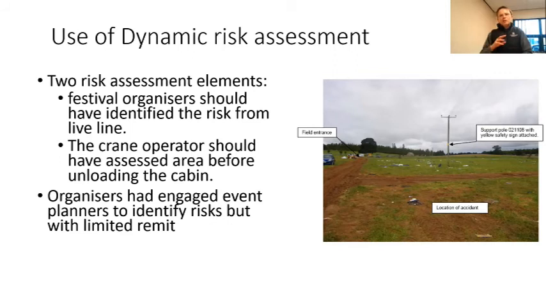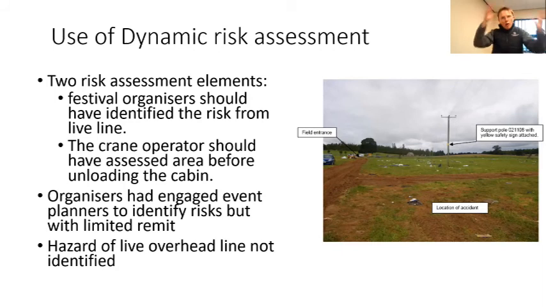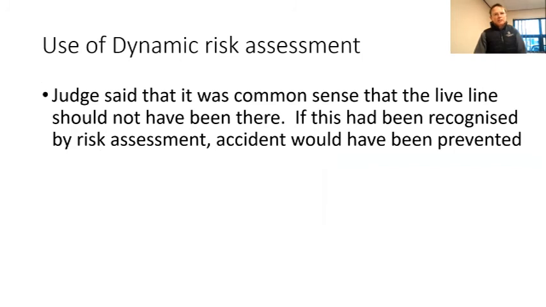So a dynamic risk assessment, whether it was by the festival organiser, the supervisor right there and then, and or the crane operator, if they got out, just had a look around, looking at what the hazards and risks were, they could have made appropriate decisions, i.e. do not unload that cabin under the cable. Nowhere were the hazards and risks of the cable identified. And the judge agreed. So this had led to a prosecution of the festival organisers, and the judge basically said it was common sense. The live line should not have been where they were unloading this cabin. And if just any one of those three parties had recognised that, the accident would have been prevented.